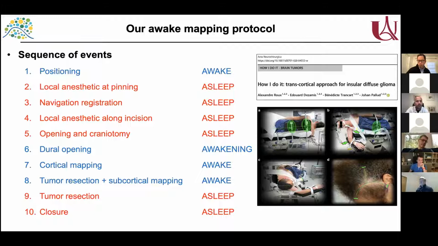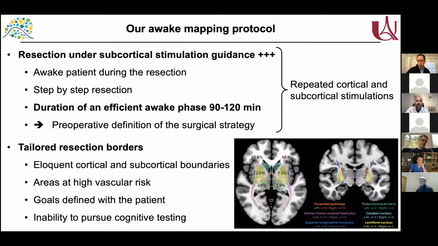Such a resection when the patient is awake implies a clear definition of the surgical strategy. We have a limited duration of about 90 minutes with the patient fully efficient to perform testing, so the strategy must be adapted as follows. You must attack first the parts of the tumor that are close to eloquent areas and that require cortical and subcortical mapping. And after, you can achieve the resection in non-eloquent areas at the end of the procedure in a sleeping patient.